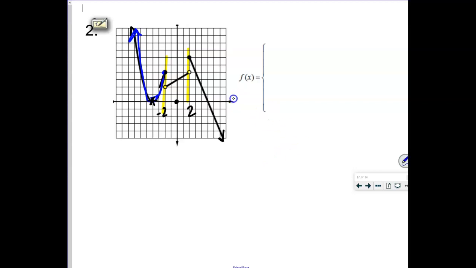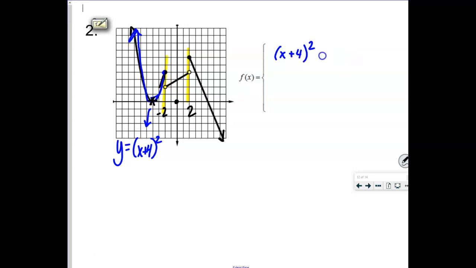All right, blue piece of the piecewise function. It is a parabola whose vertex has been shifted 1, 2, 3, 4 units to the left. What does that look like? x plus 4 quantity squared. It has not been shifted up or down any, so it's still at 0. You can put a +0 here if you want. I'm not going to. So the body of the function for that blue piece is x plus 4 quantity squared.